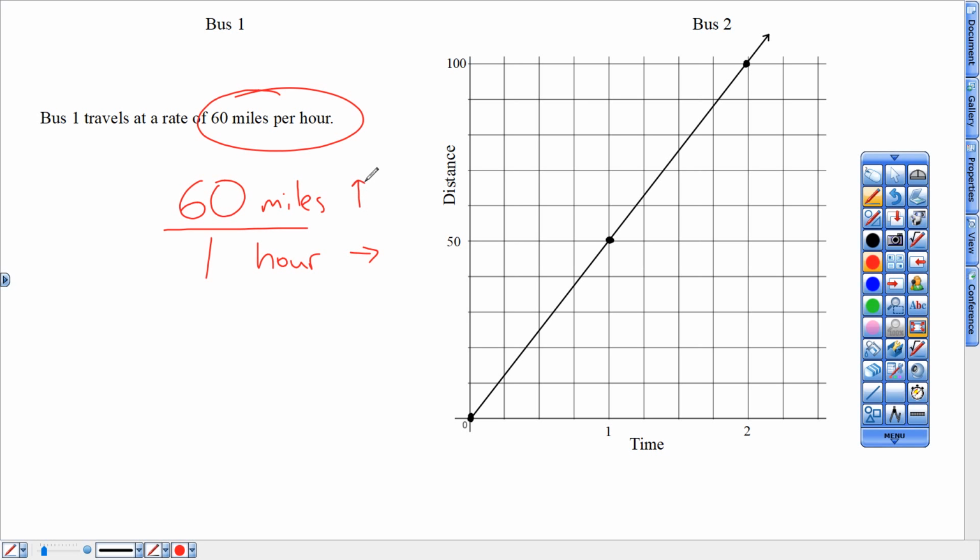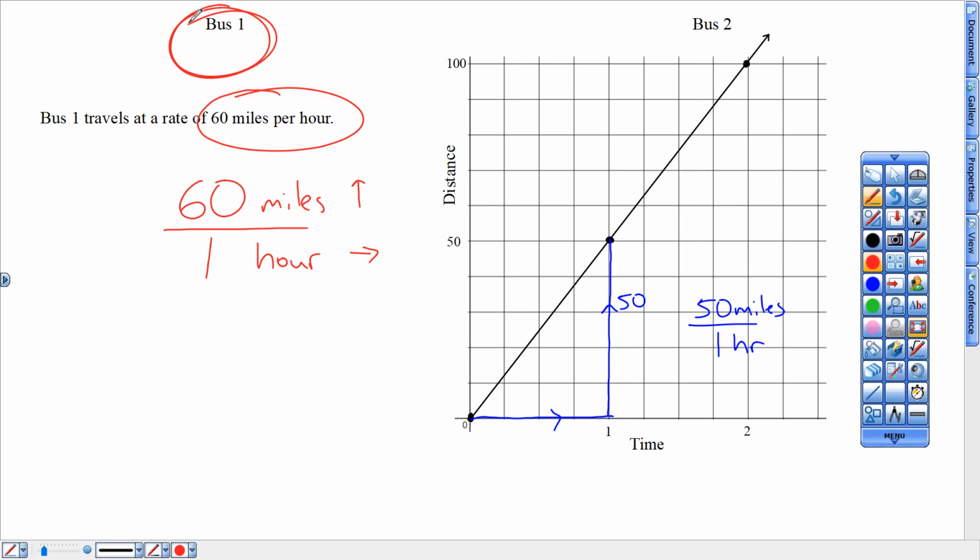Over 1, up 60. If I look at this graph over here, if I compare its slope, looks like every time I go over 1 up here, it is going up 50. So really this graph is showing a rate of change of 50 miles for every 1 hour. That is a slower speed. Bus number 1 will go faster.